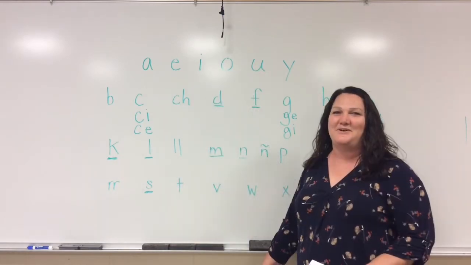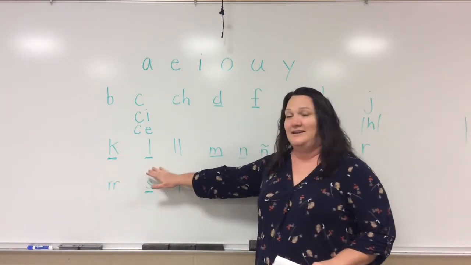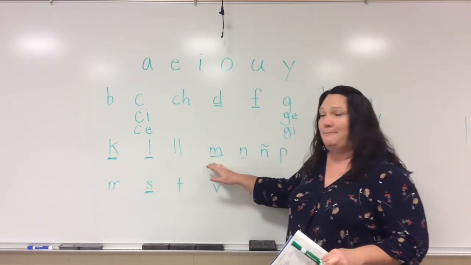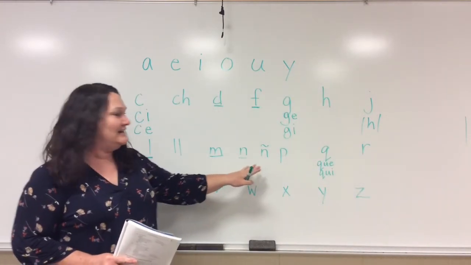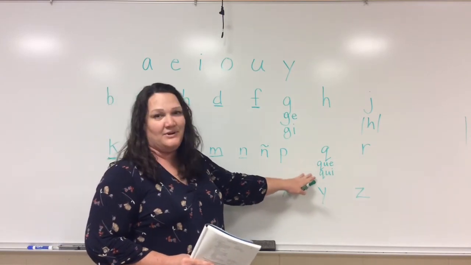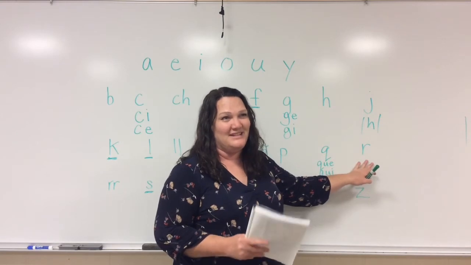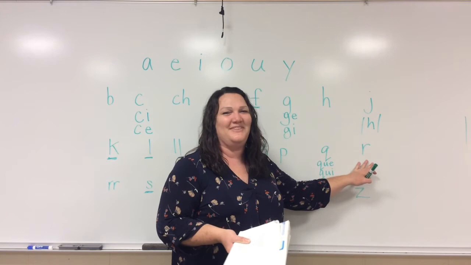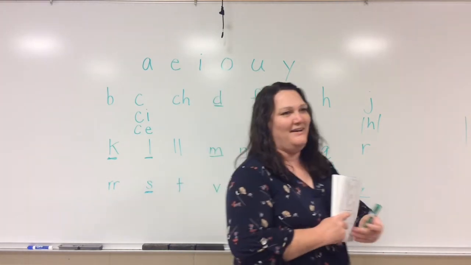All right, let's review our second row. We've got K, U, Y, N, Nya, P, K or key, and R. That was a tough one again. It kind of sounds like a D, but not quite like a D. You'll get practice with that one, I promise. All right.